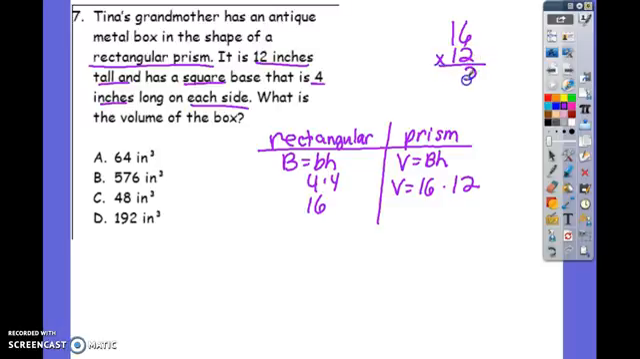2 times 6 is 12. Carry the 1. 2 times 1 is 2 plus 1 is 3. 0 placeholder. 1 times 6 is 6. 1 times 1 is 1. Add together. 2 plus 0 is 2. 3 plus 6 is 9. Bring down the 1. So your answer is 192. So your answer is going to be D. 192 inches cubed.